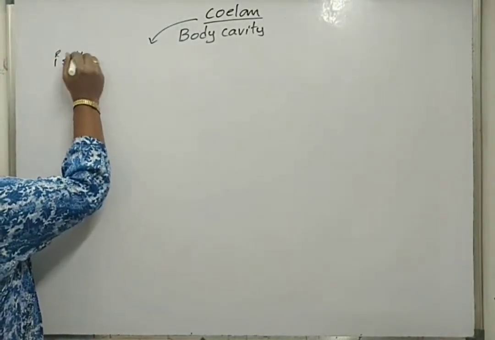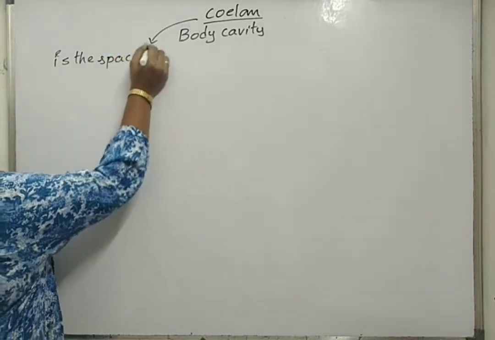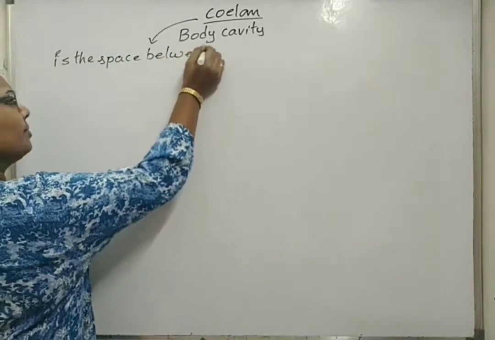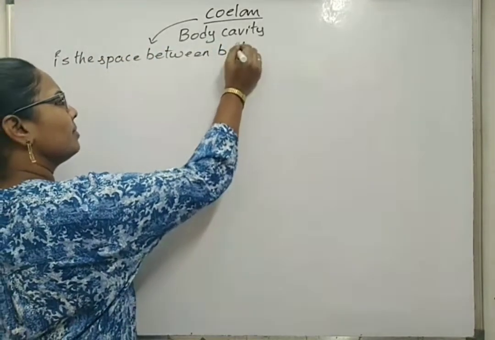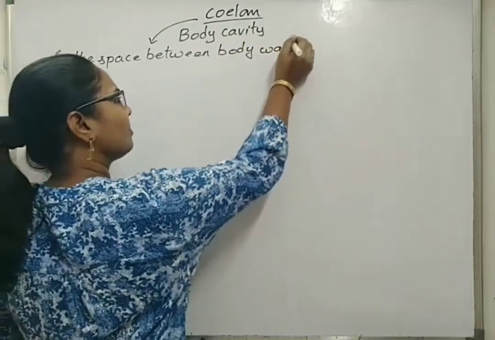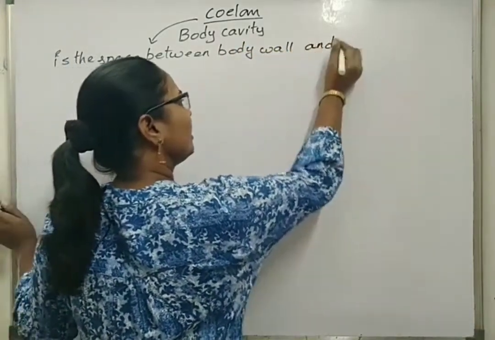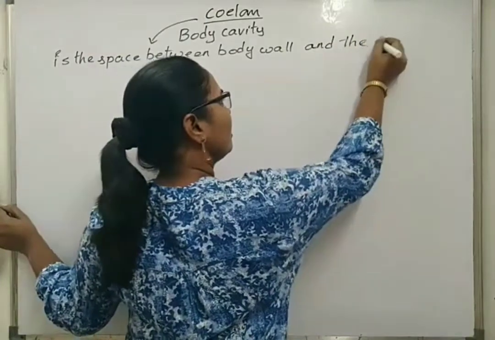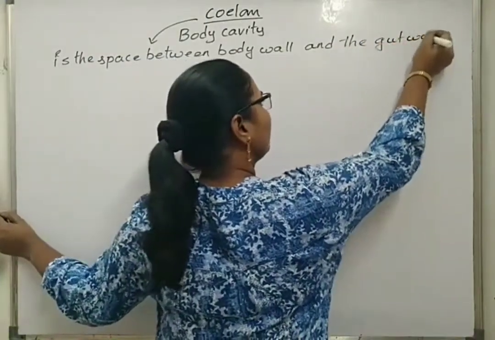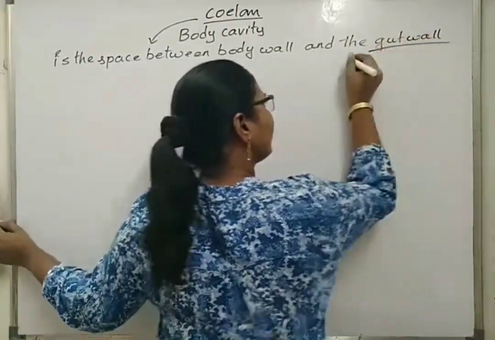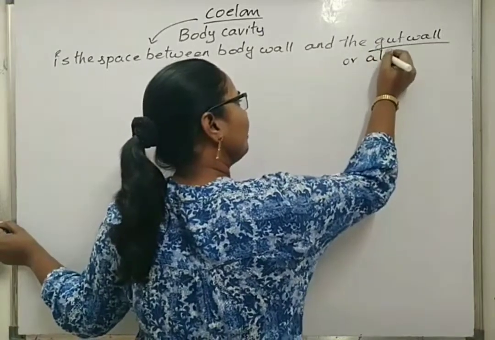Coelom is the space between the body wall and the gut wall, which is also called the alimentary canal.